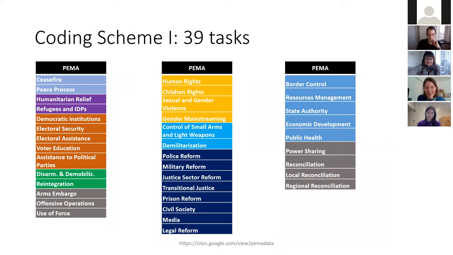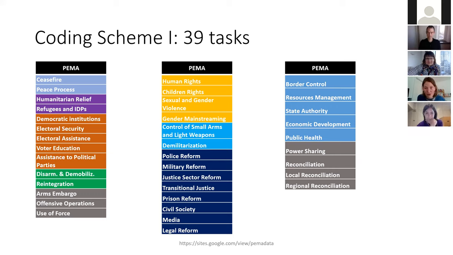So we code tasks that seek to establish some level of agreement between belligerent parties, that is, ceasefire and peace process assistance. We code humanitarian relief, including for refugees. We code tasks that are related to democratization and election processes. We code DDR tasks. We record tasks related to coercive peacekeeping. And of course, we code the cross-cutting tasks related to human rights and gender that the UN Secretariat wants to see mainstreamed into all other tasks of the mission.